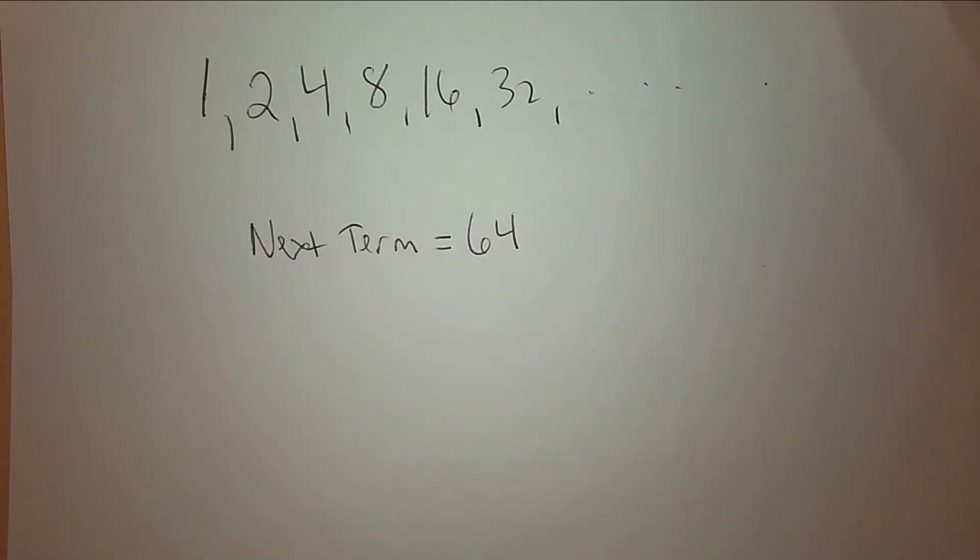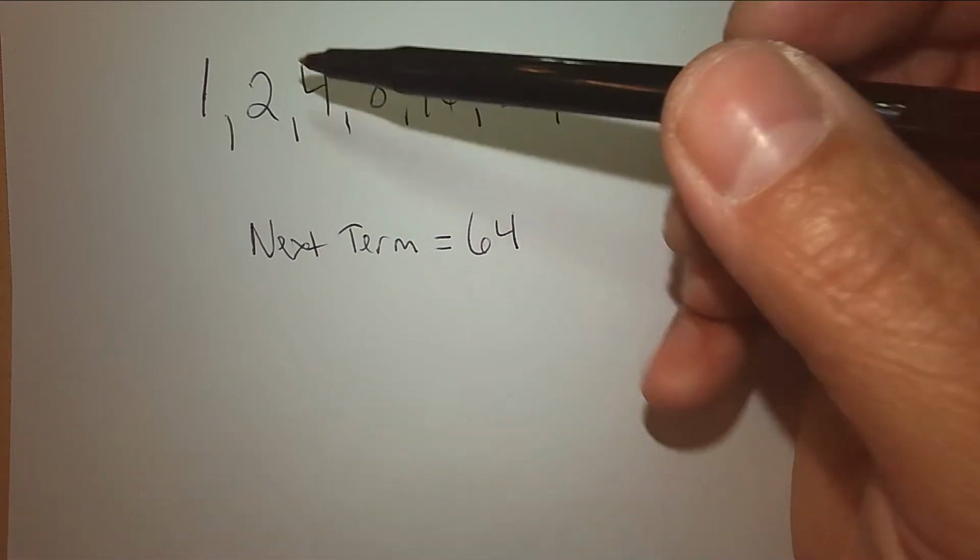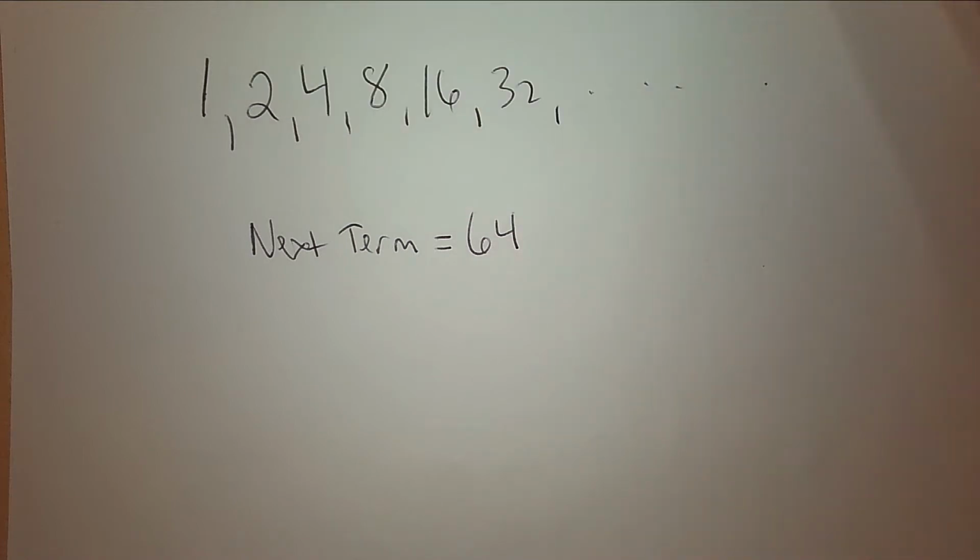Now, when we did arithmetic, the big idea was that arithmetic means linear. It's a way to describe a linear equation. This is not linear. So what I want to do with Desmos is turn these terms into points, plot them on Desmos.